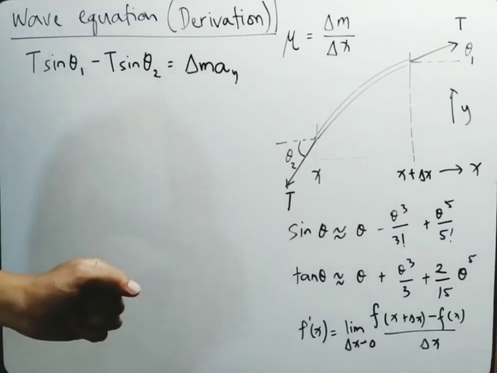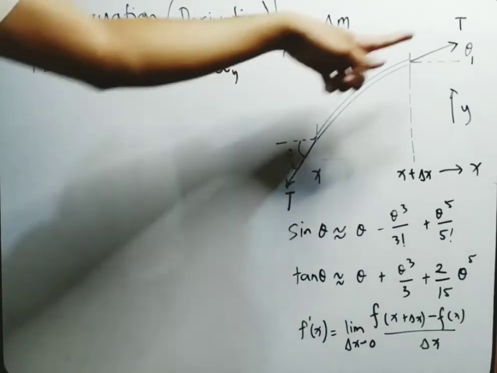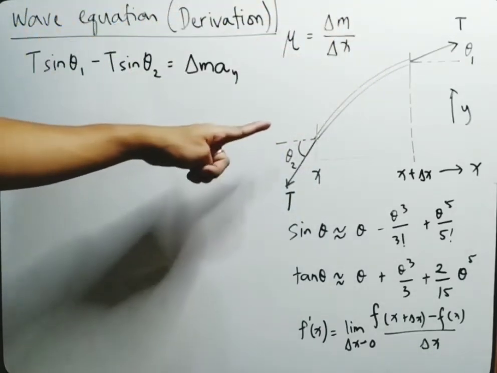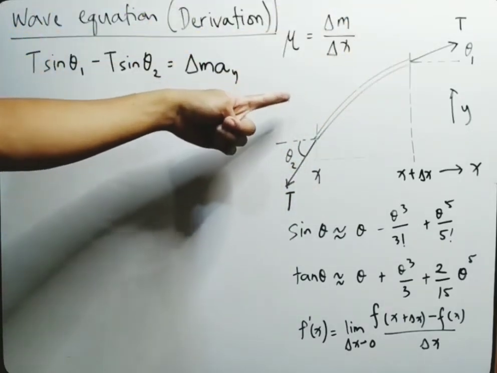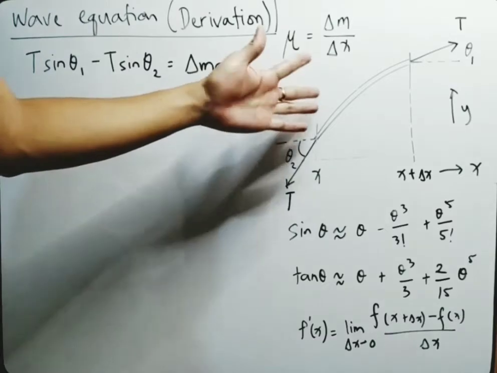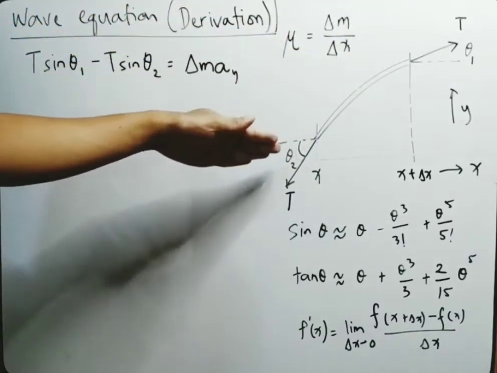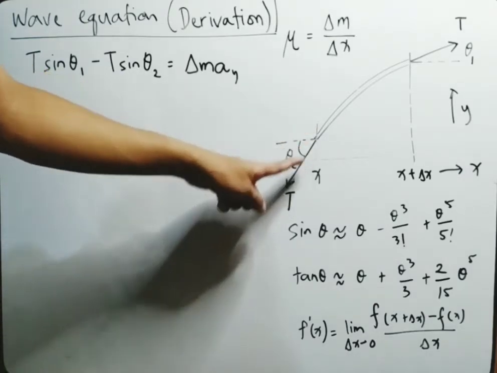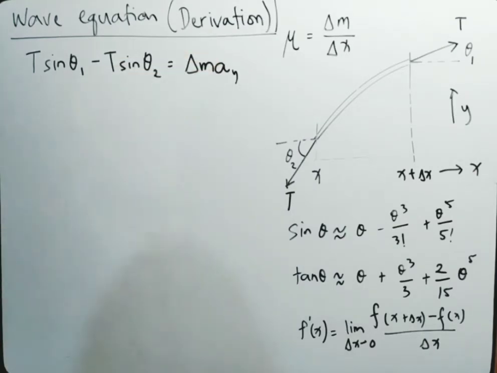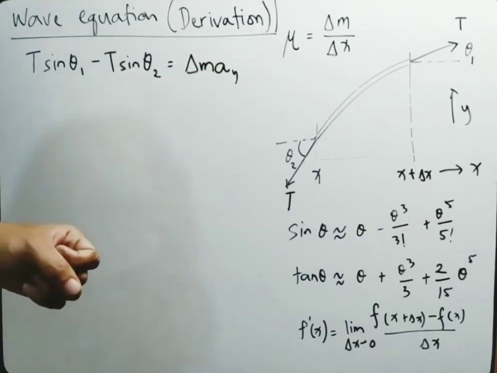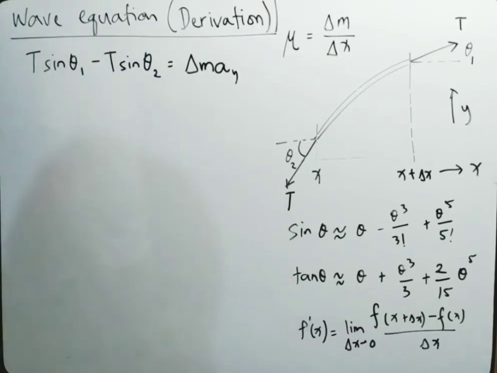I also have here theta 1 and theta 2. As you can see, those two angles are not equal. If those two angles are equal, then definitely that amount of tension is the same, and so what will happen here is that the string will not oscillate and the string will just be a straight line. So definitely there must be something on the differences of those two angles. We have here some values that we're going to use later in our derivation.